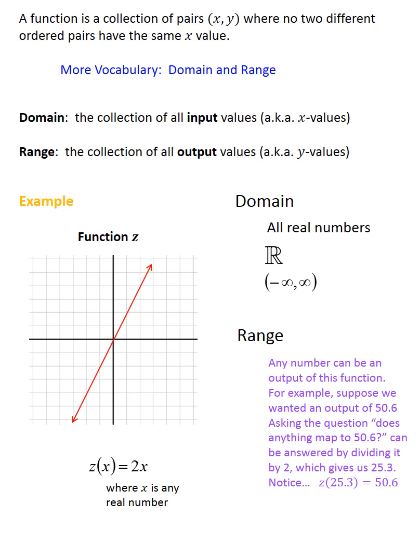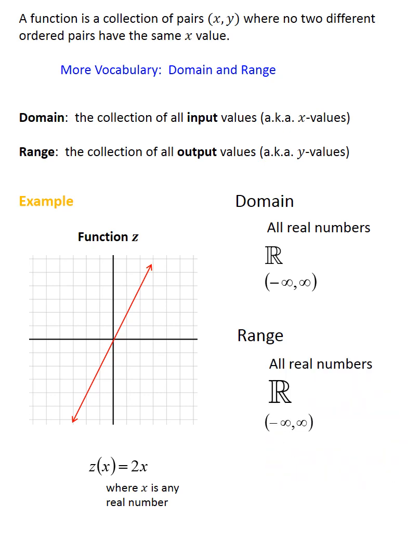Now again, there's nothing special about 50.6. It's just a random number I made up, but it illustrates the concept of finding what maps onto it. Whatever real number I pick and ask, is that number in the output? The answer will always be yes, because any number I pick for the output, I can cut half of it, and that number will map onto that output. Therefore, any number can be part of the output, and the range would be all real numbers as well, which can be expressed in these three ways.